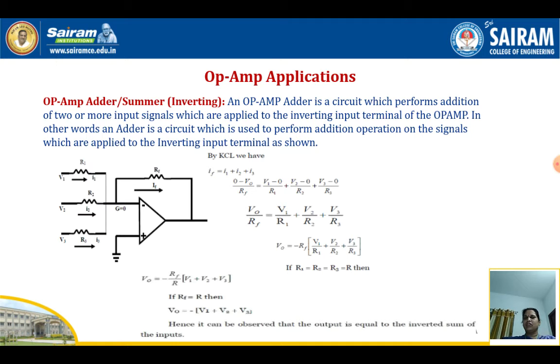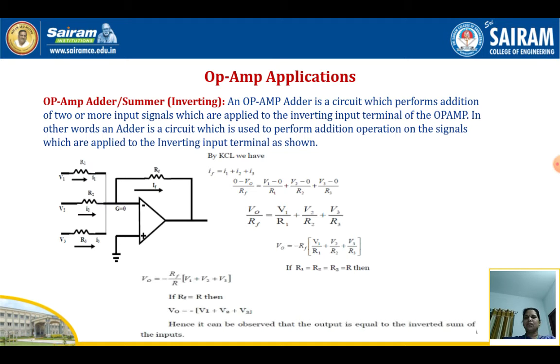IF is (0 minus V0) divided by RF, and I1 can be written as (V1 minus 0) by R1, I2 as (V2 minus 0) by R2, and I3 as (V3 minus 0) divided by R3. Let us solve this equation and find out V0. Finally, we get the output voltage V0 is equal to minus RF times (V1 by R1 plus V2 by R2 plus V3 by R3).